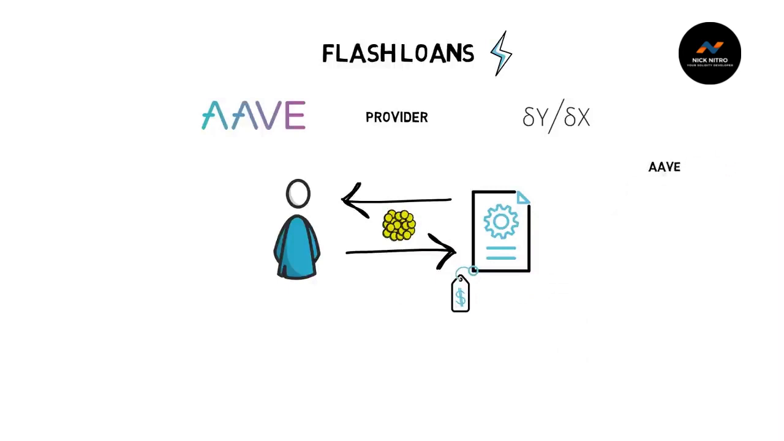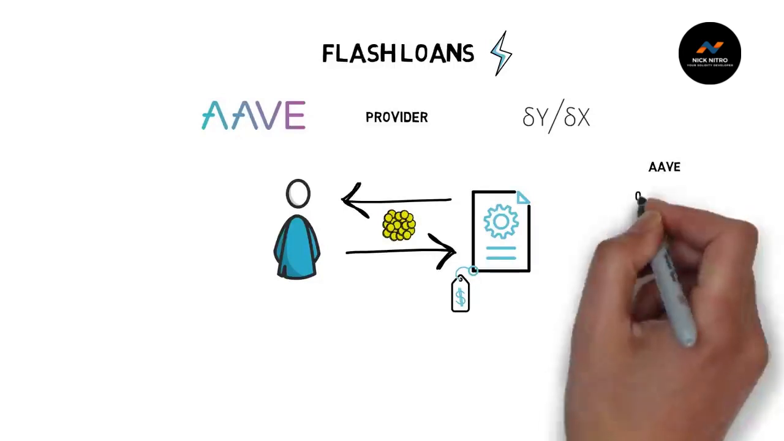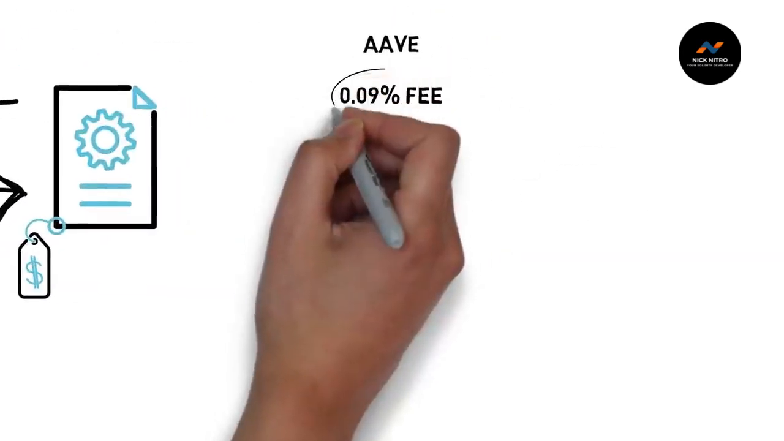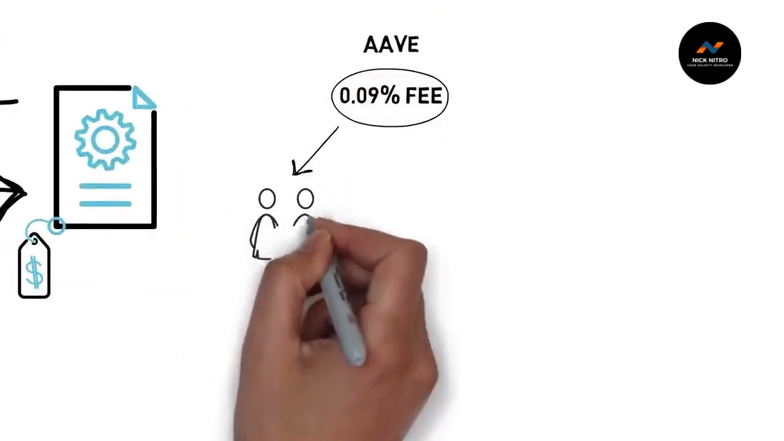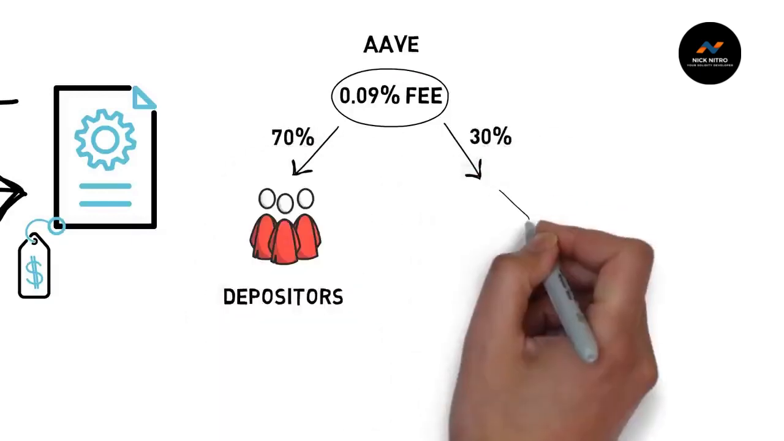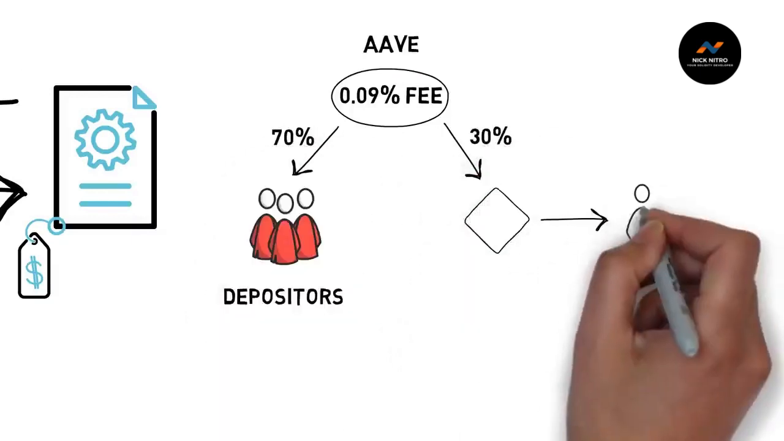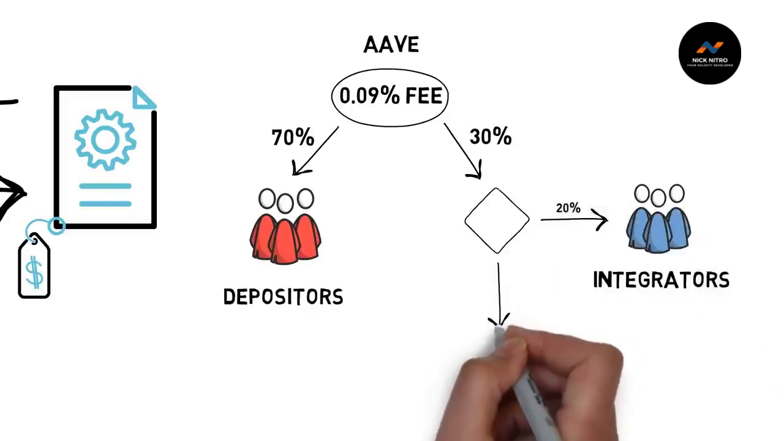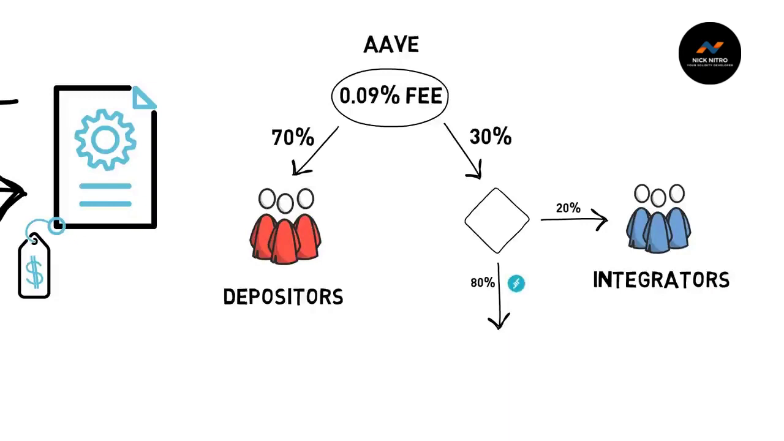Aave contracts, for example, require the borrower to return the initial amount plus an extra 0.09% of the borrowed amount. The fee is split between depositors who provide the funds that can be borrowed and integrators who facilitate the use of Aave's Flash Loan API. A part of this fee is also swapped to Aave tokens and burned.